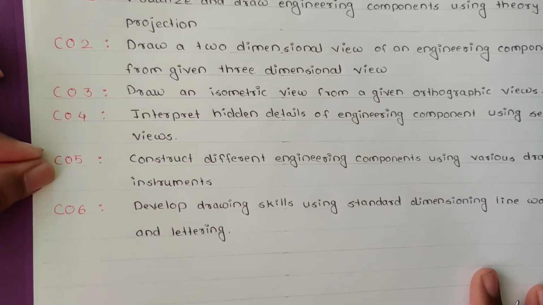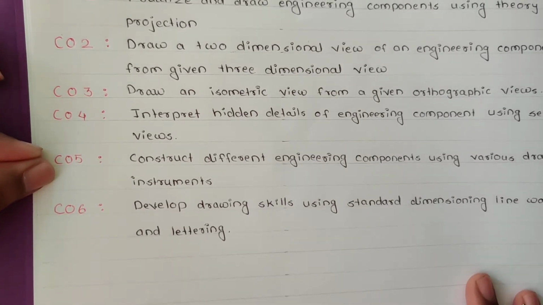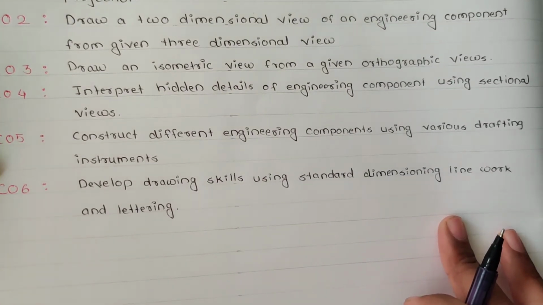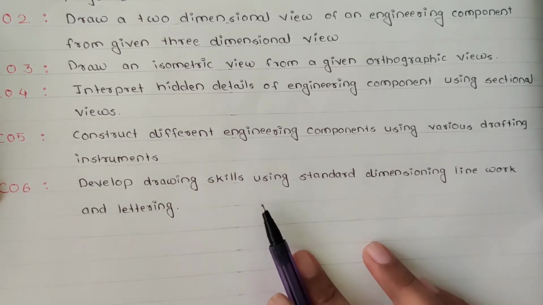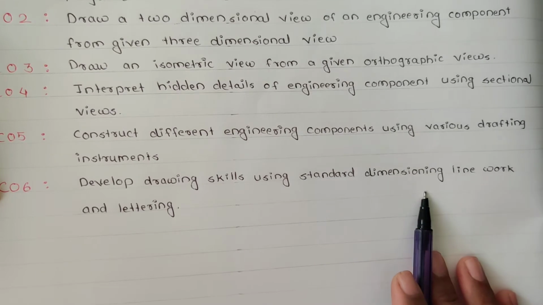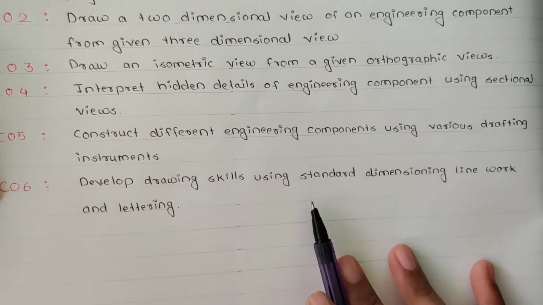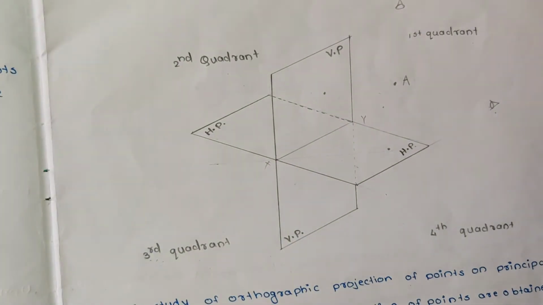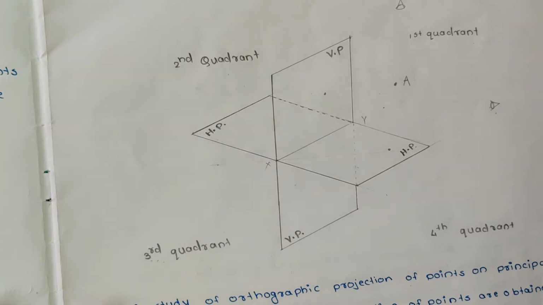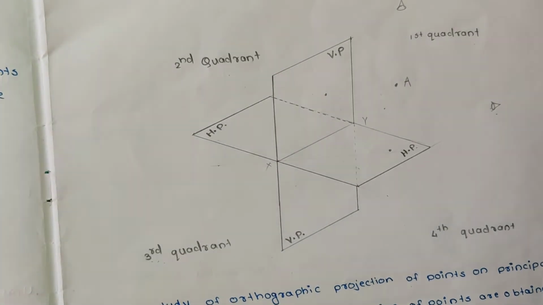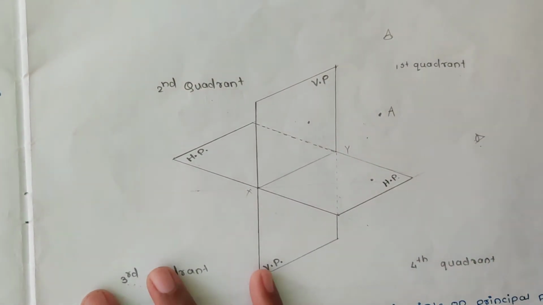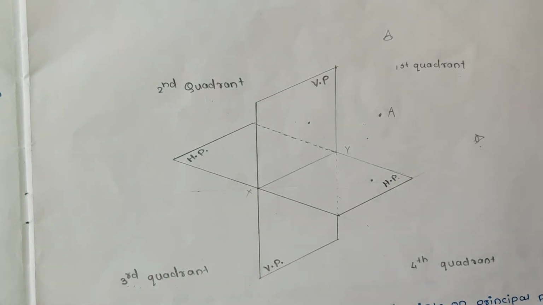Then CO5 is construct different engineering components using various drafting instruments. And the last one is develop drawing skills using standard dimensioning, line work and lettering. So these are the COs, and now we are going to see the definition of engineering drawing. In the introduction of engineering drawing, first we have to know the definition of engineering drawing.